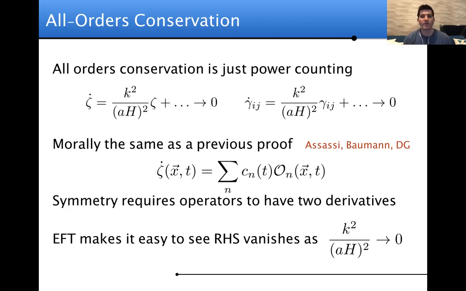Now this is morally similar to some of the previous arguments. One can still use the symmetries to arrive at an operator-like equation where the operators on the right-hand side are derivatively suppressed. But the key here is that what the effective theory has done is translate the suppression of the operators by powers of k over aH into a manifest statement about loop corrections, just because the power counting is now preserved along with the symmetries.